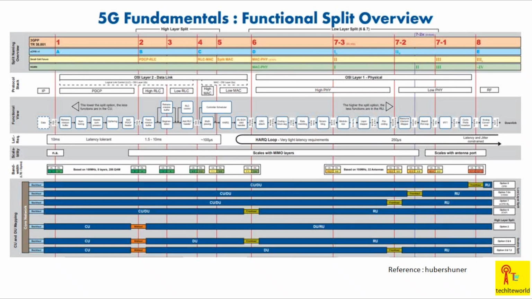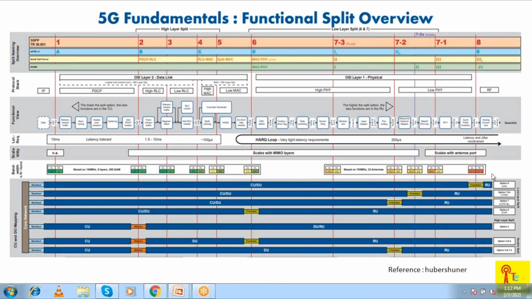Understanding the splits needs a good amount of time. The basic information is what split option the operator needs according to the user requirement. I came to know that Reliance Jio is using split option 6. If you go to split option 6, you can see the RU consists of all this functionality: hi-fi, lo-fi, all the five layers of functionality will be in your radio unit.